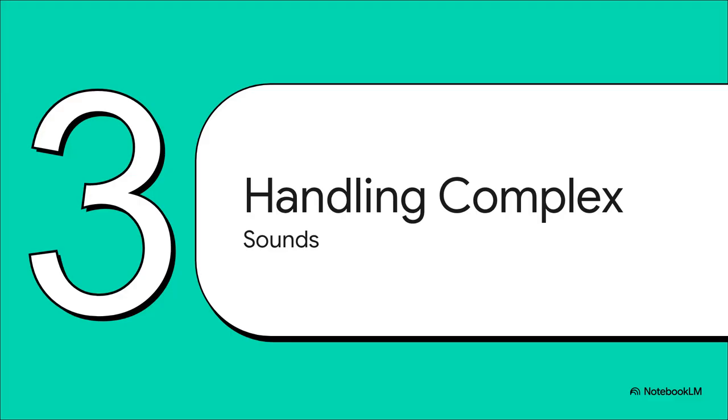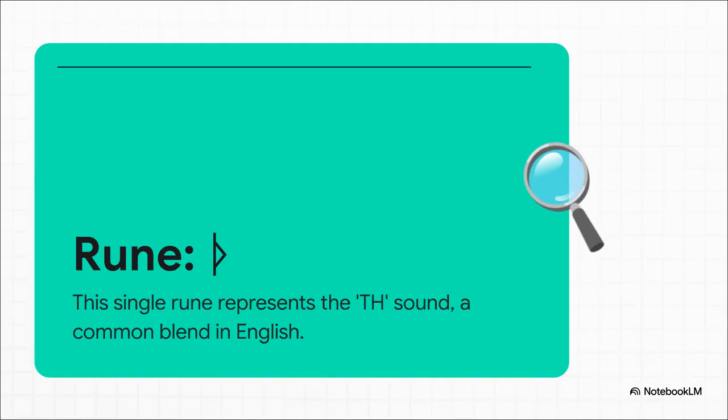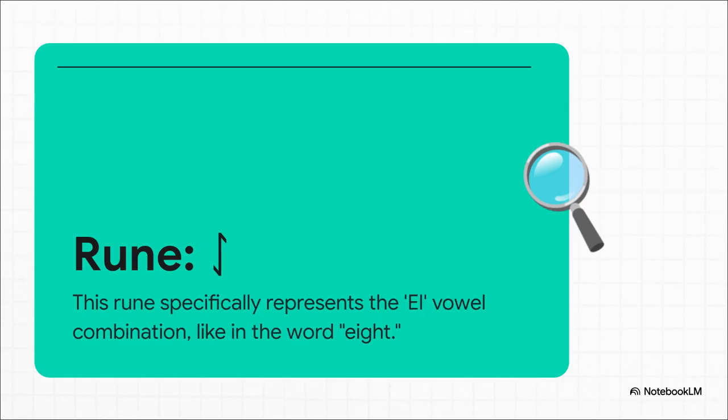Okay, so we've handled the standard one-to-one letters, but what about sounds in English that need two letters, like TH or NG? Well, this runic system has a really clever solution for those as well. Take this rune. It's dedicated entirely to the TH sound. So instead of needing two letters, you just use this one symbol, a super elegant solution for such a common sound in English.